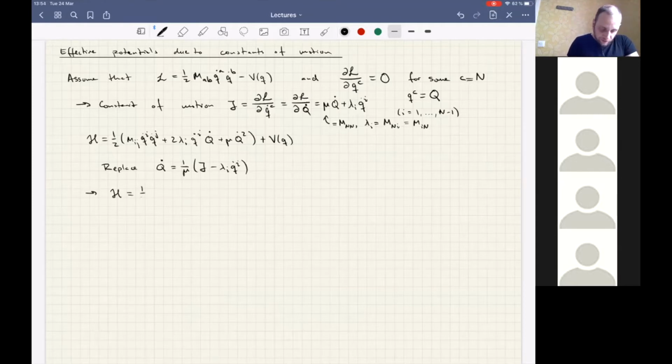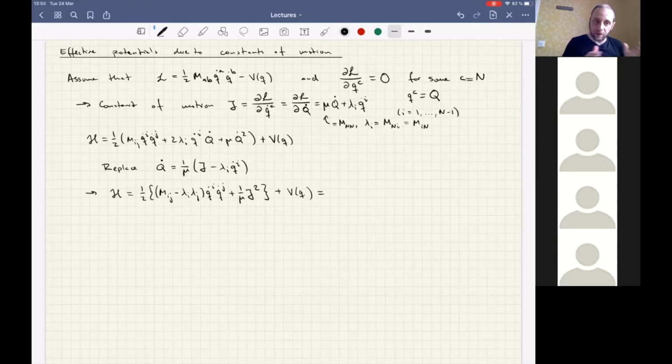So we're going to have 1/2 Mij minus lambda I lambda J, Q dot I, Q dot J, plus 1 over mu, times the A squared. And then plus this potential V of Q. And so this is what we're going to define as our effective Hamiltonian.